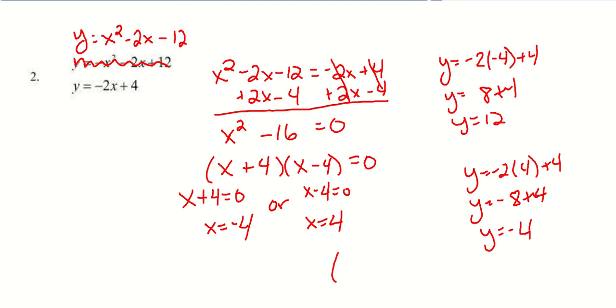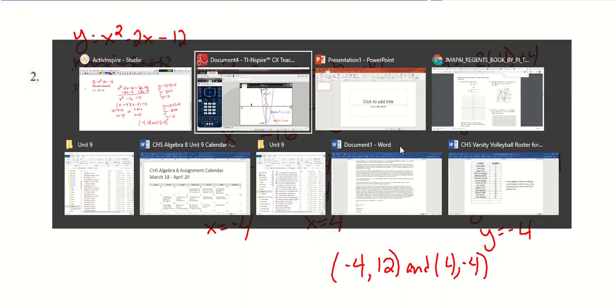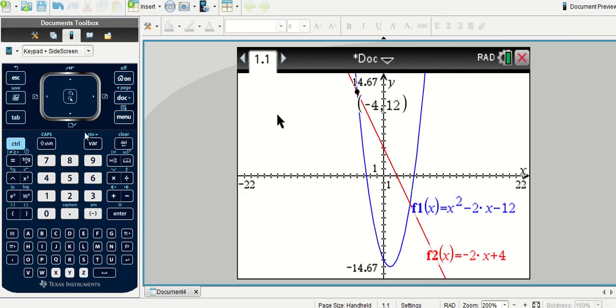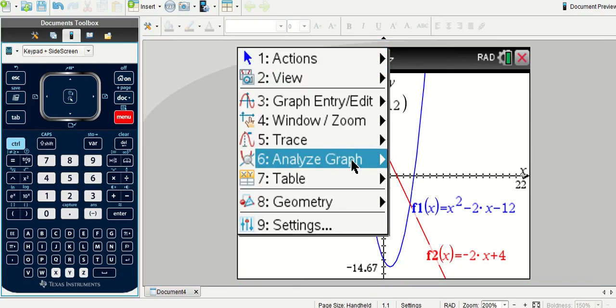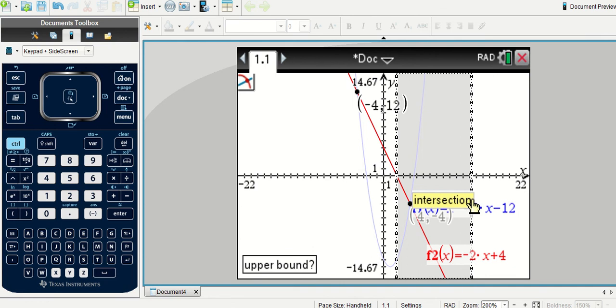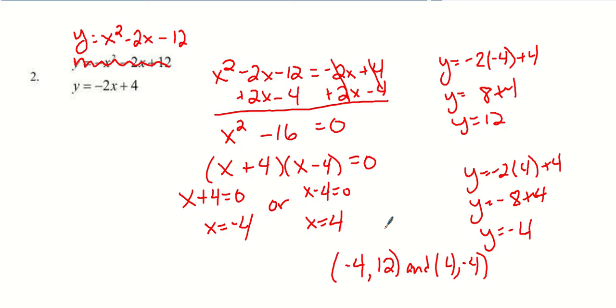So when x is, look at what we plugged in, negative 4, our solution was 12 for y. And when our answer for x was 4, y was negative 4. And there are 2 points. Okay. If you wanted to, you could always go ahead and graph your equation and then, remember, check the table or do a quick intersection and check it that way as well. Okay.